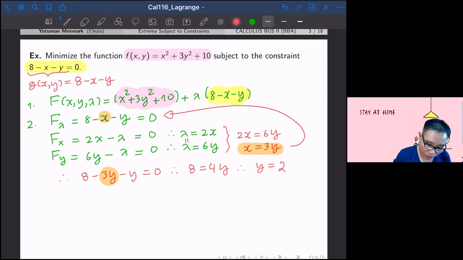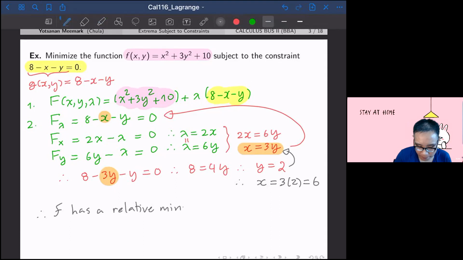After you have y equal to 2, you plug it into x. So you get x equal to 3 times 2, equal to 6. So you get x equal to 6. You see, it is the same solution. So f has a relative minimum at (6, 2). How would we know it's going to be a relative minimum?